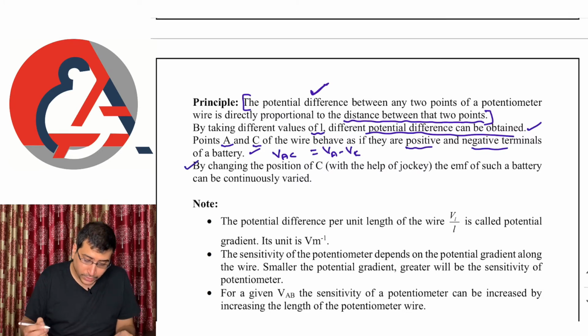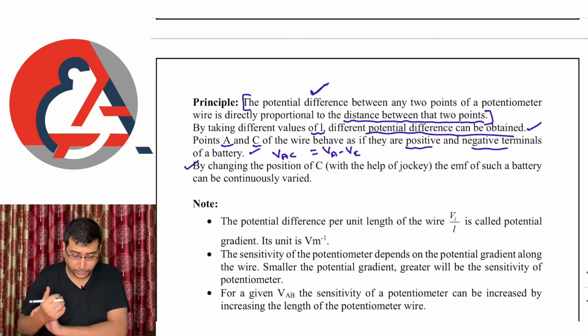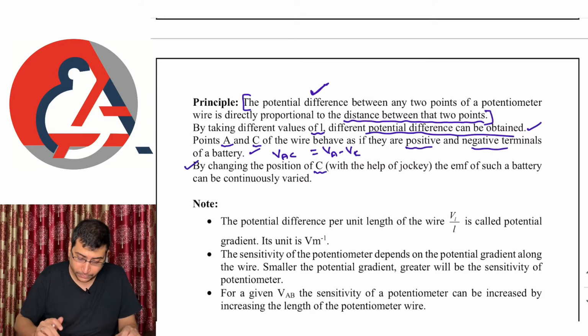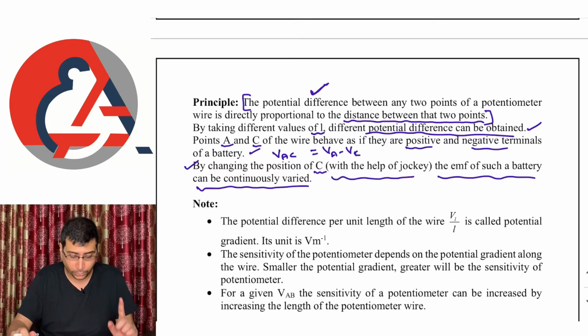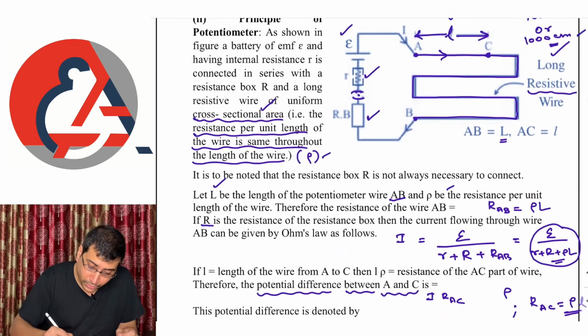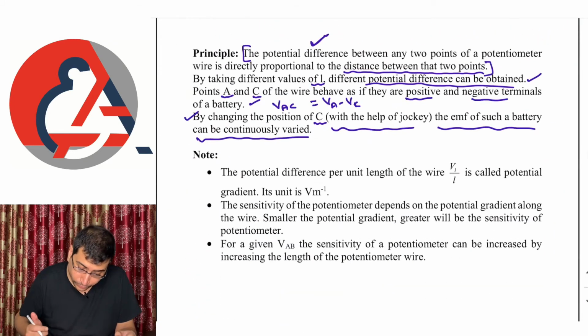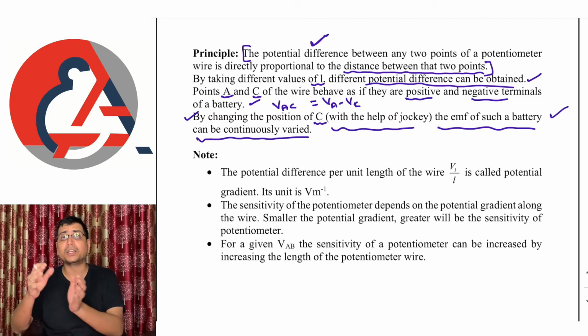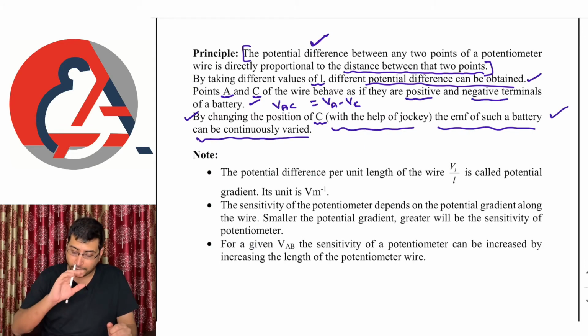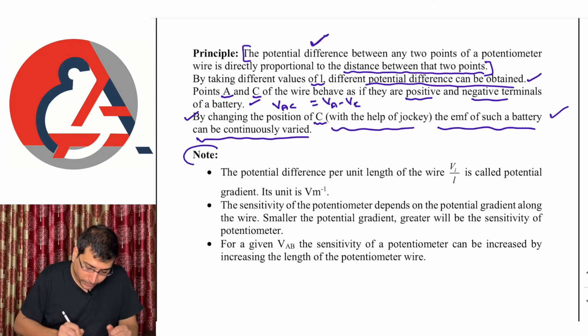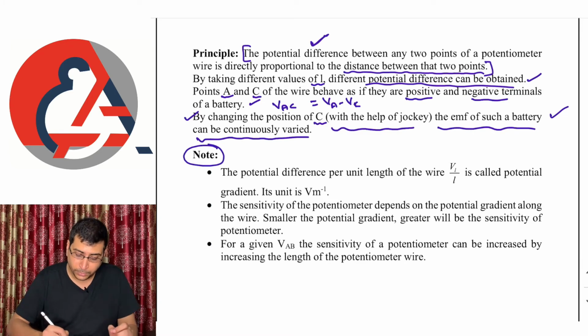And the other important point with respect to the experimental aspect is, by changing the position of C with the help of jockey, the EMF of the battery can be varied continuously. This is a very, very important point, because we are going to use this concept in the subsequent videos. I reiterate, by changing the position of C with the help of a jockey, the EMF of such a battery can be continuously varied, right?